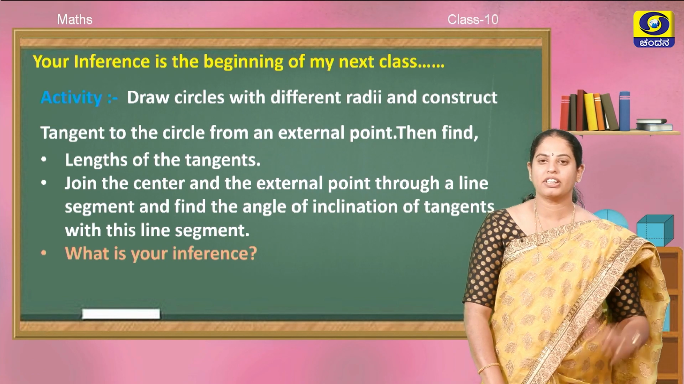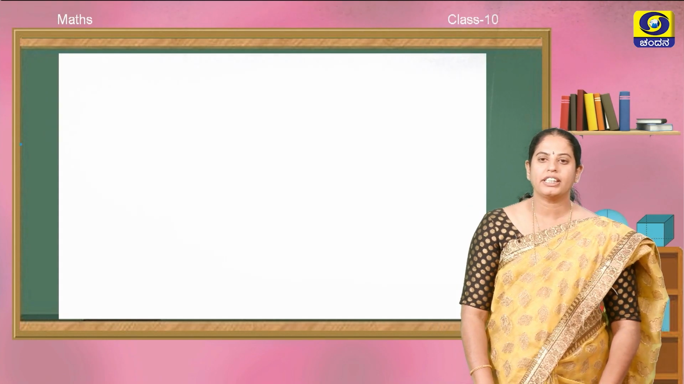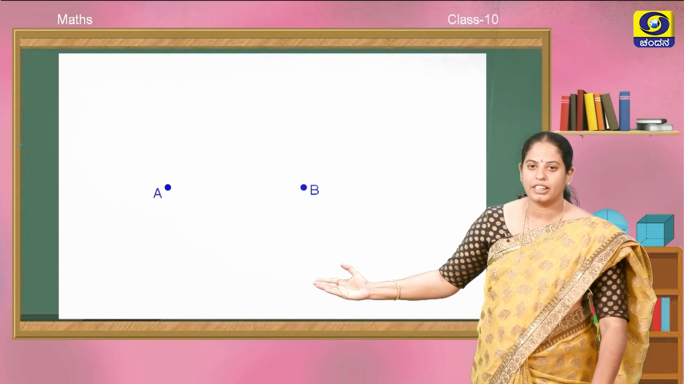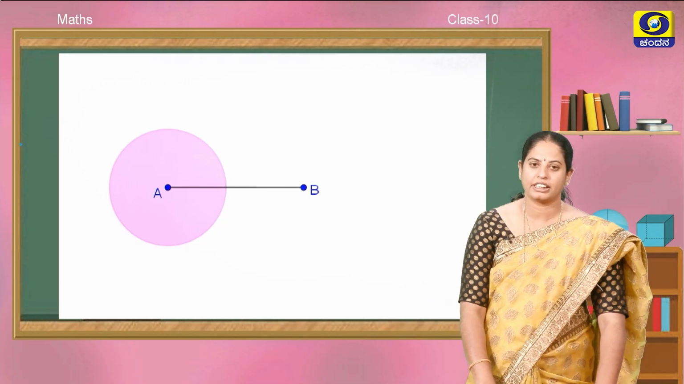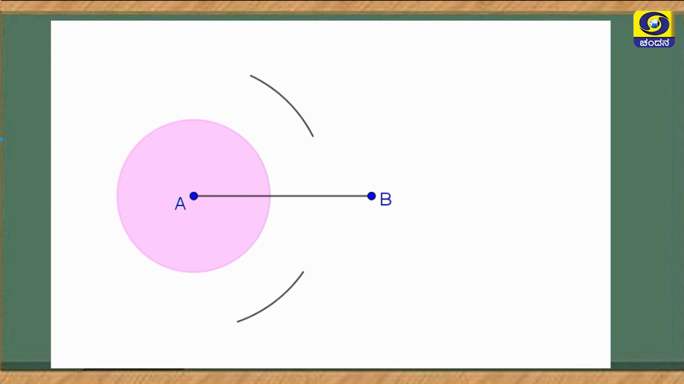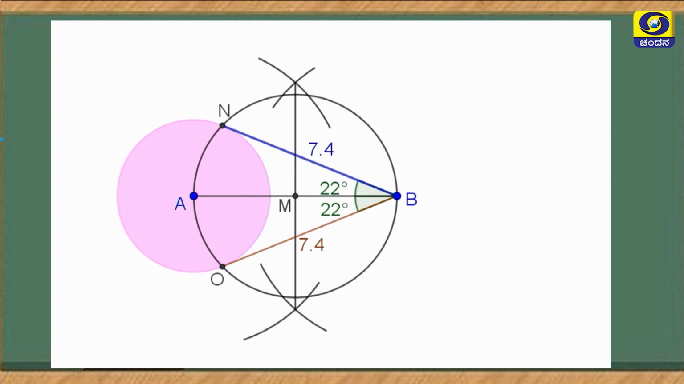This was the activity given in the last session. I think all of you have done the activity and you are eagerly waiting for me with your inference. Let us watch this video and discuss what you have observed in that activity. We marked B as an external point to the circle A. Then we are constructing tangents to the circle A from the external point B. Here BN and BO are the two tangents constructed to the circle from the external point B.